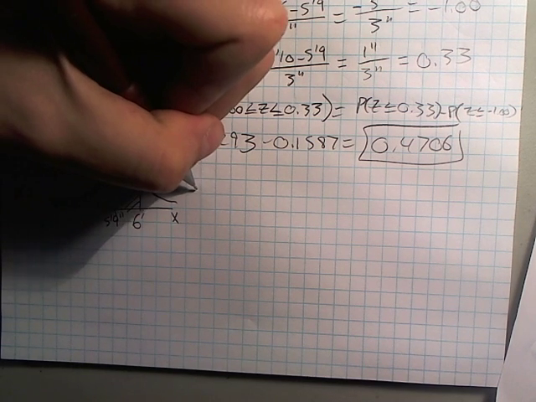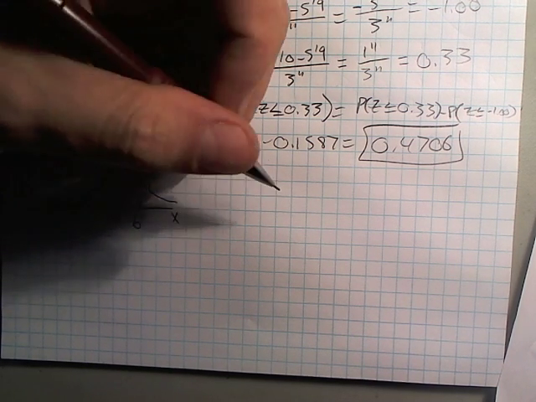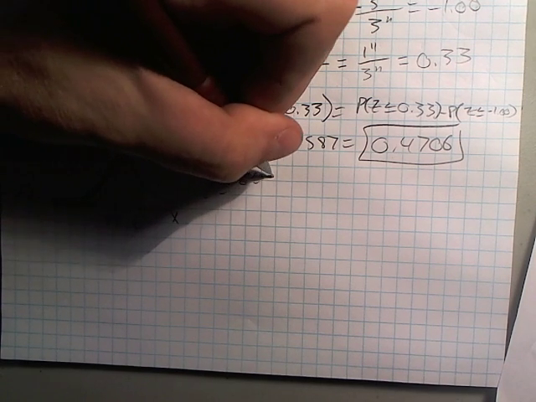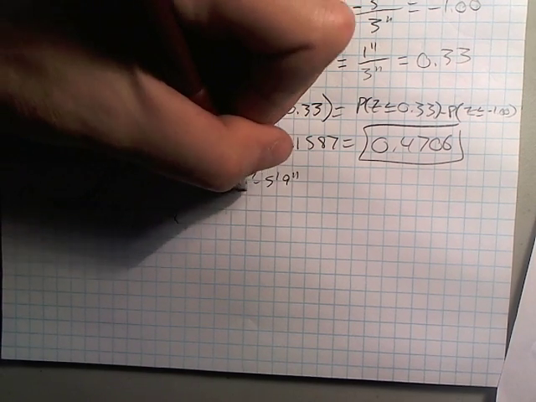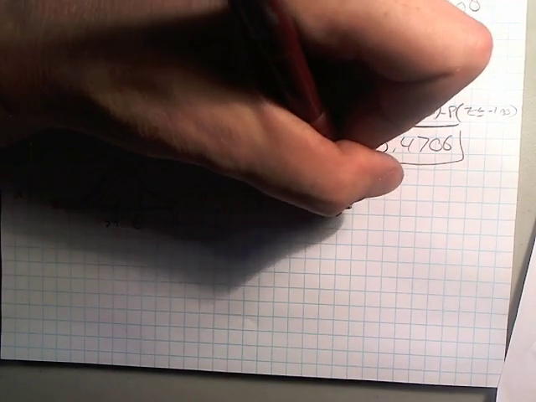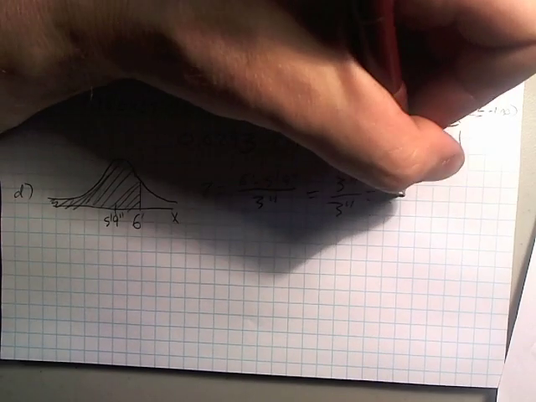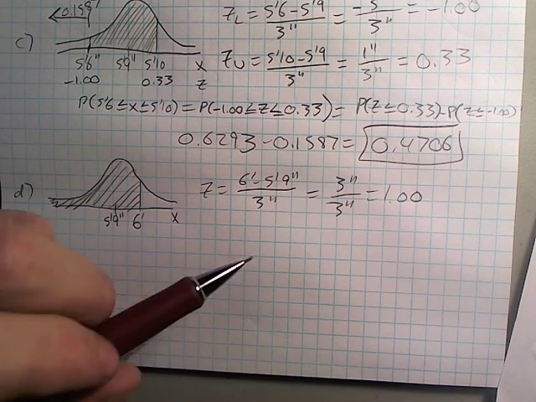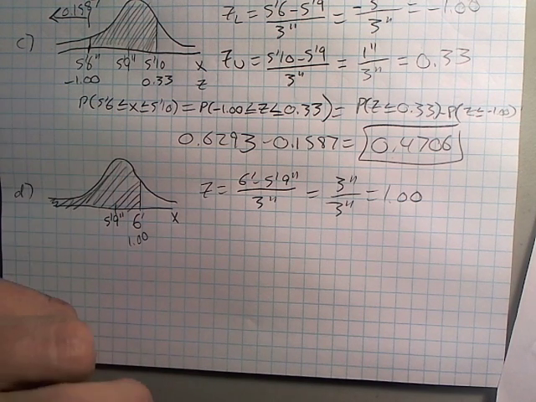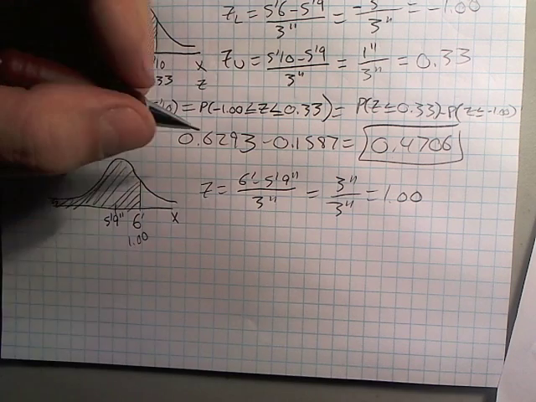And I'll go ahead and calculate the z value for that. Z is equal to 6 feet minus 5'9" divided by 3 inches. 3 inches divided by 3 inches is positive 1.00. So my corresponding z number is positive 1.00.